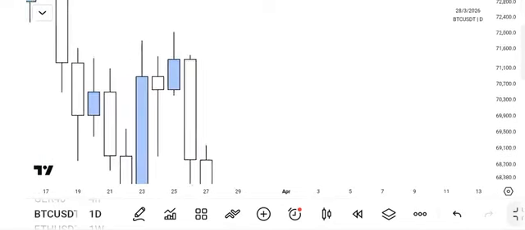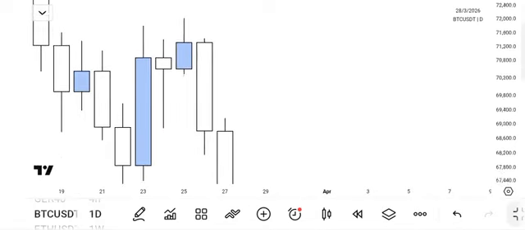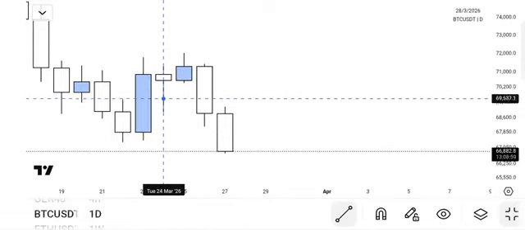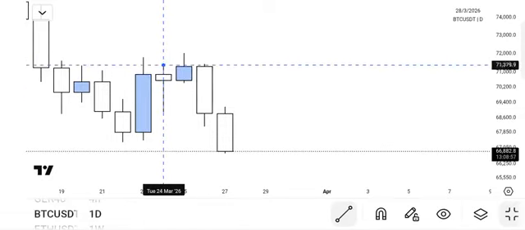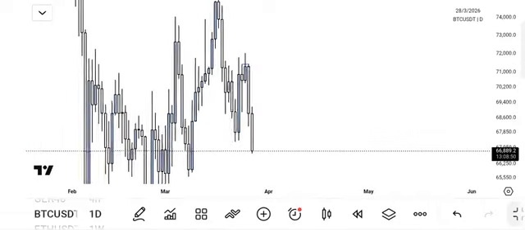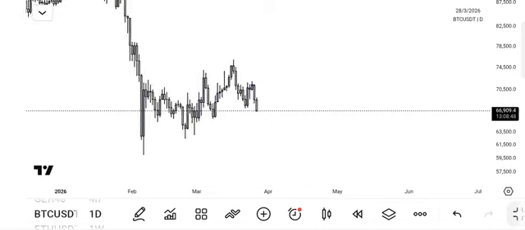Now look at this on BTC. On BTC, the same thing still happened. This was on Tuesday. This was Tuesday, Wednesday sweep. Like I said before this, pay attention to your market structure.